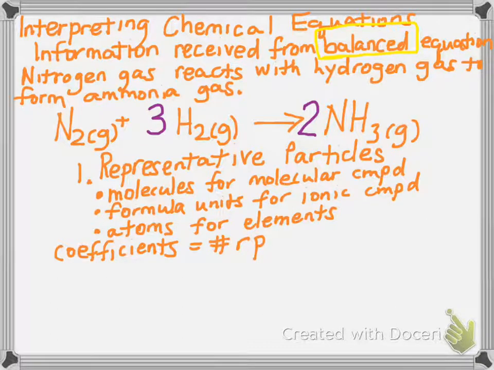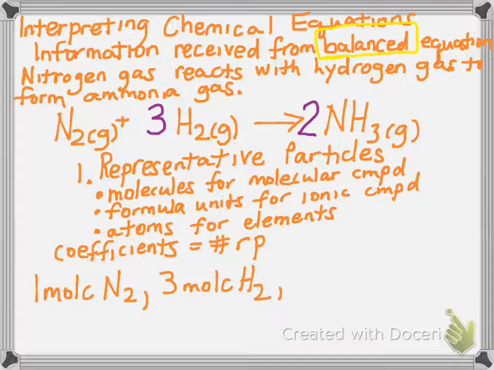So when I interpret this equation, I have 1 molecule of nitrogen, 3 molecules of hydrogen because the coefficient on hydrogen is 3, and I produce 2 molecules of ammonia. Again, it was molecules here because every single time here this substance is a molecular compound.